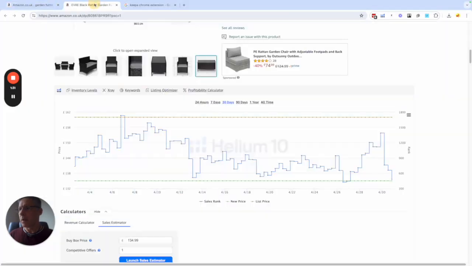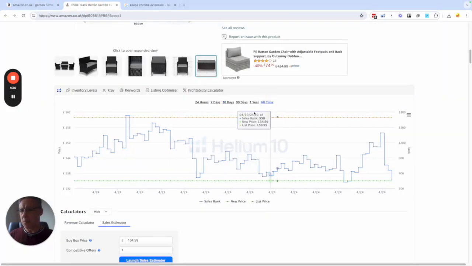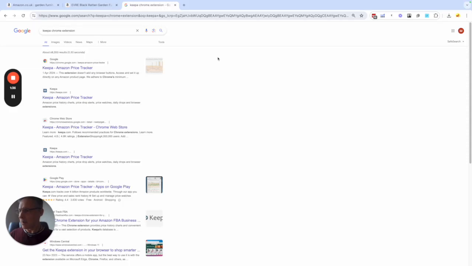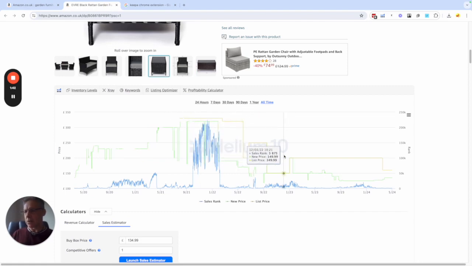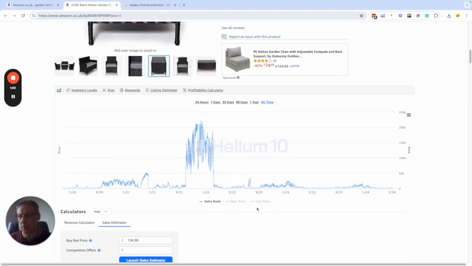Okay, so I pulled that up here. This is still the Helium-10 one, but you can use the Keepa Chrome extension, which is free, and that tracks the sales as well. It does a very similar function to this, and you can see here that this is sales rank. So let's just take the prices away.